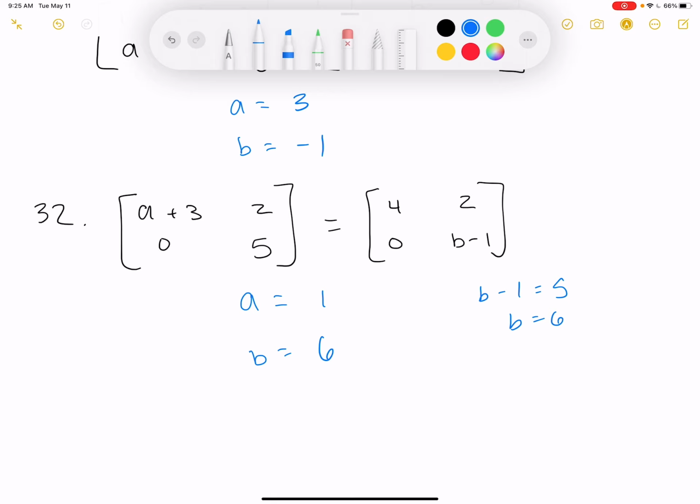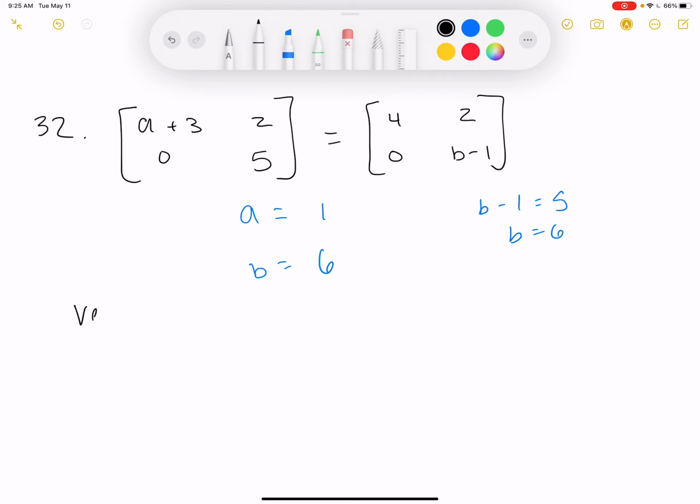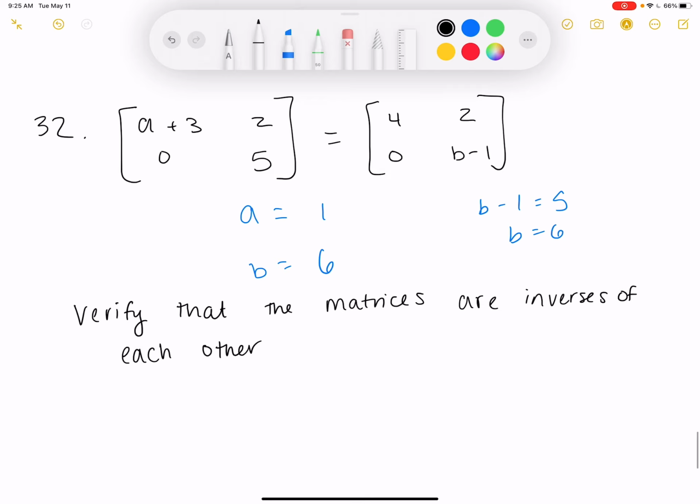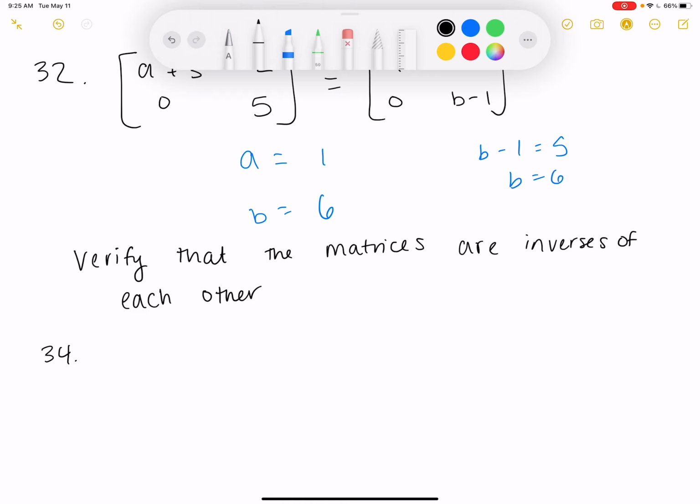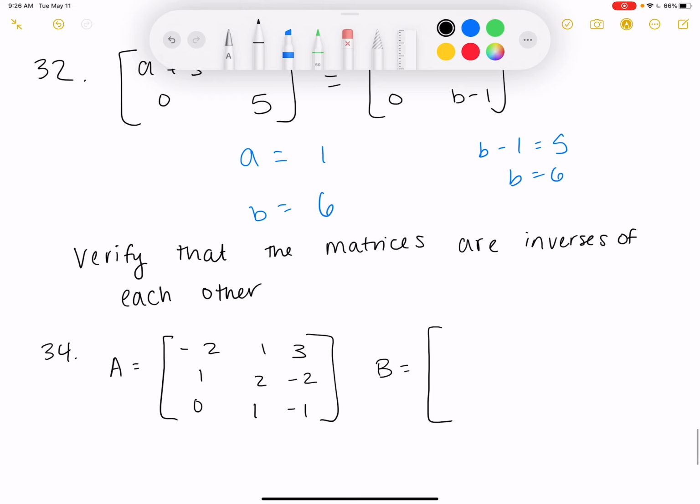All right, the next one says to verify that the matrices are inverses of each other. So for 34, we've got A is equal to -2, 1, 3, 1, 2, -2, 0, 1, -1, and B is 0, 1, -2, 0.25, 0.5, -0.25, 0.25, 0.5, -1.5. No, 1.25.